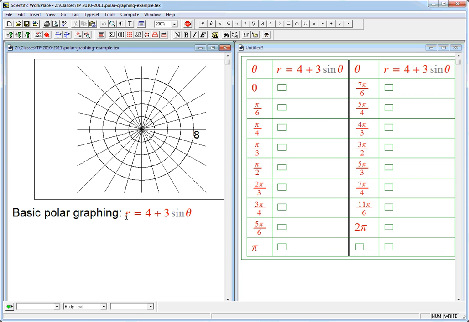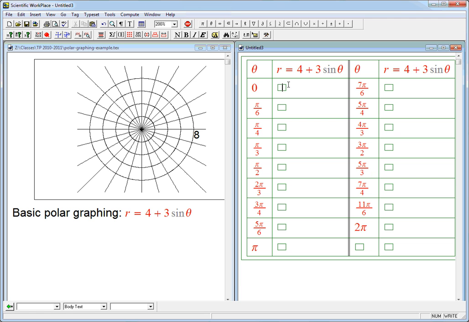So here's the equation we want to graph. R equals 4 plus 3 sine theta. What kind of shape is that going to make? Well, we're not going to try and do anything sophisticated this time. We're just going to plot points. So we're just going to plug in values of theta, get the corresponding r from this function, make a table of theta and r values, and then plot the points. Okay, so let's start doing that.